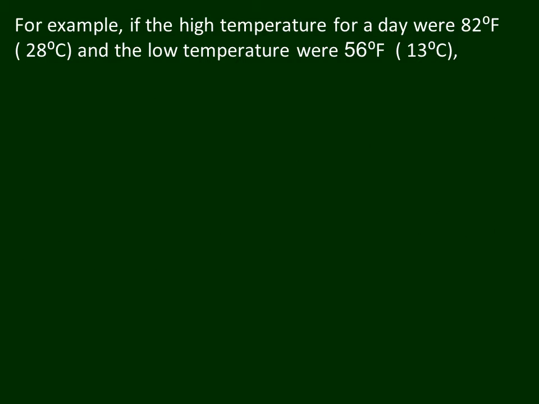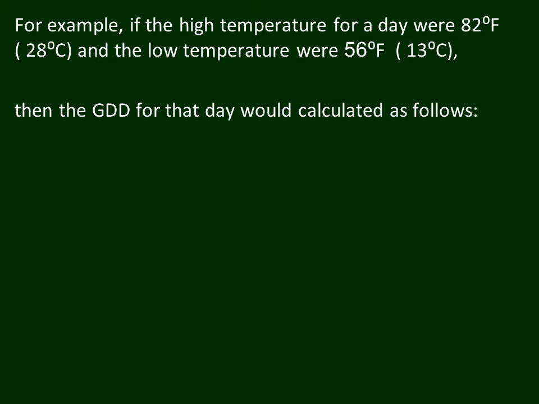For example, if the high temperature for a day were 82 degrees Fahrenheit or 28 degrees Celsius and the low temperature were 56 degrees Fahrenheit or 13 degrees Celsius, then the growing degree days for that day would be calculated as follows. In Fahrenheit, it would be 82 plus 56 divided by 2 minus the 50 degree base temperature, or an accumulation for that day of 19 growing degree day units.